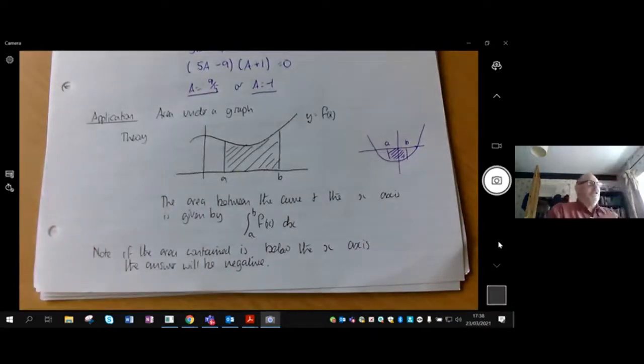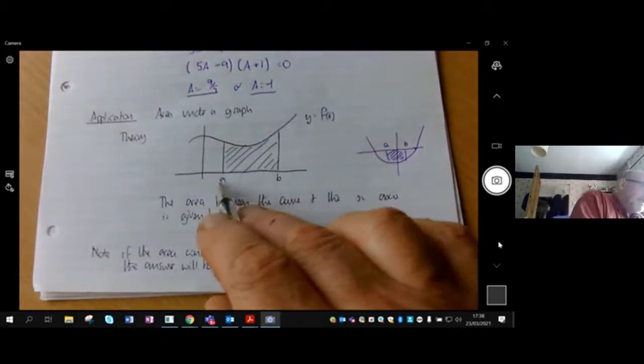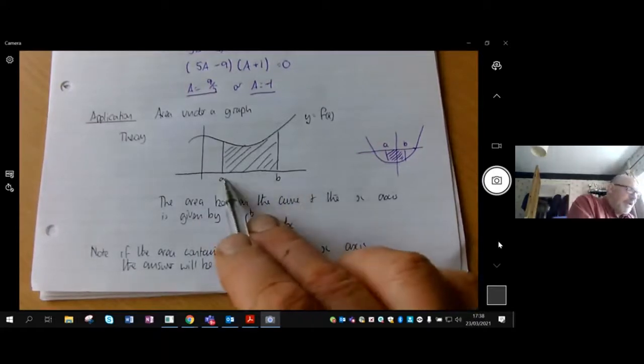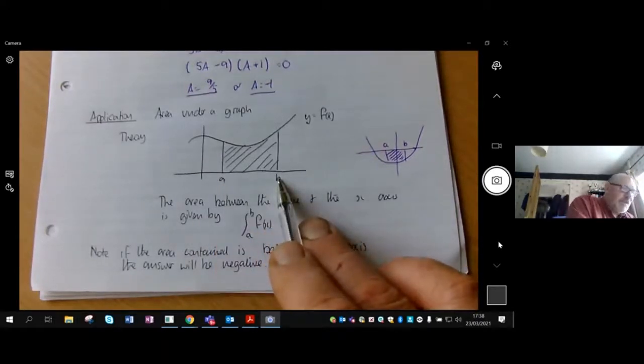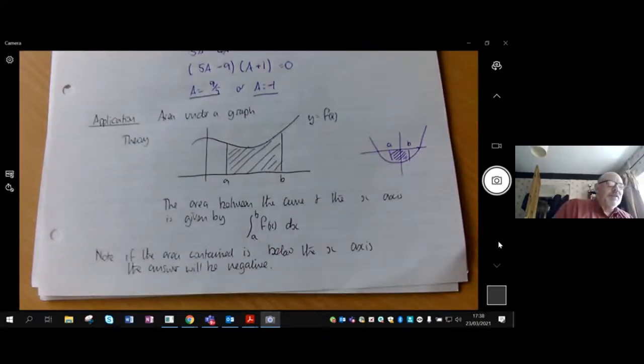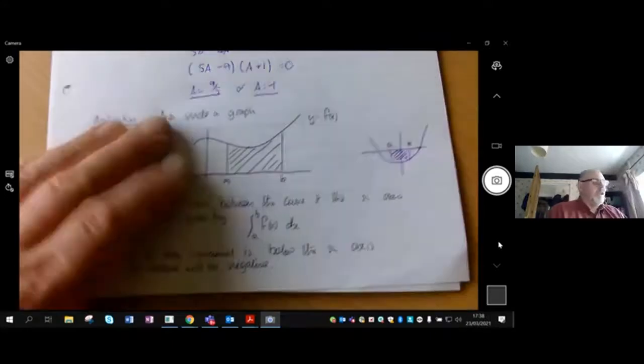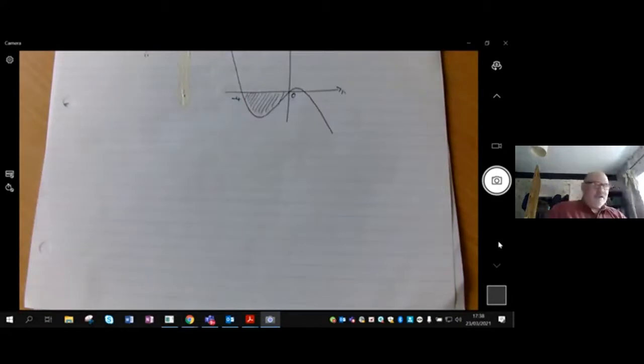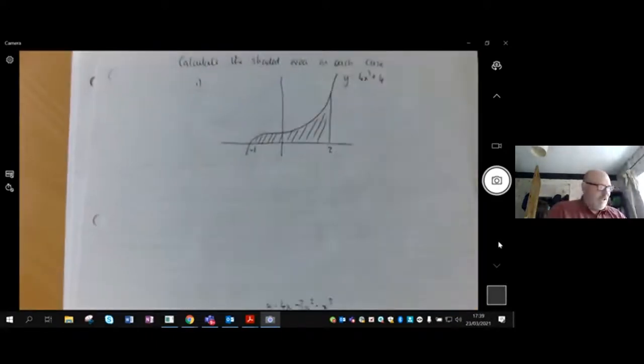The other issue that used to really stress me out was, why should I get these the wrong way around? It's not the end of the world. If you get these the wrong way around and do that minus that, the numerical answer will be the same. It'll just be the wrong sign. So you will probably just ignore the minus sign and say that's the area. You might lose one of your accuracy marks, but it's certainly not catastrophic.